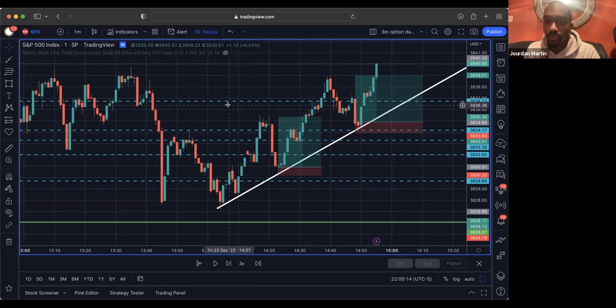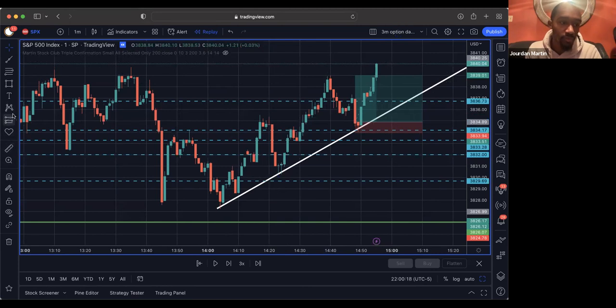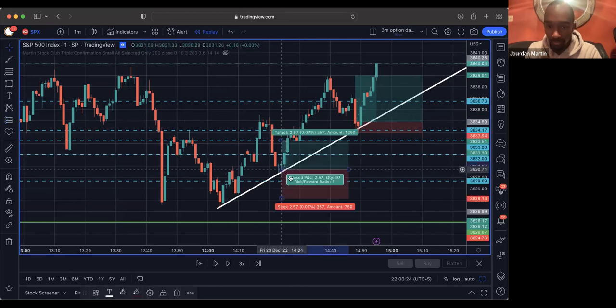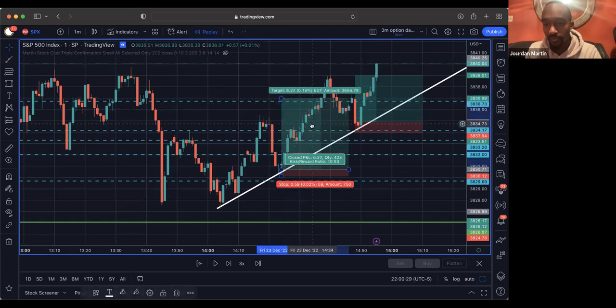Can you show how to set up the green, red target stop loss box? Yeah, come over here. Right here, long position or short position. You got your stop and wherever your target is. Boom.